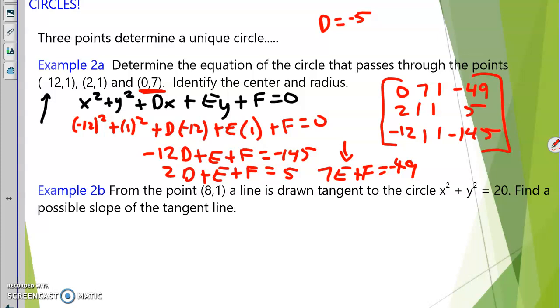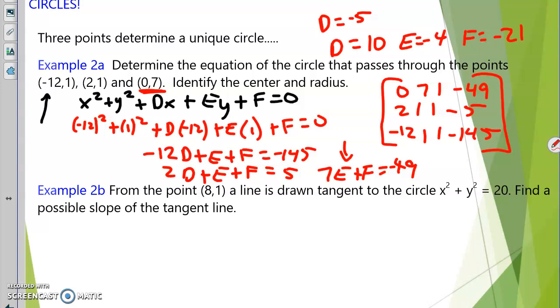Pause. So when we solve this, make sure I put my negative back in there. When we solve this, we get D is equal to 10, E is equal to -4, and F is equal to -21.